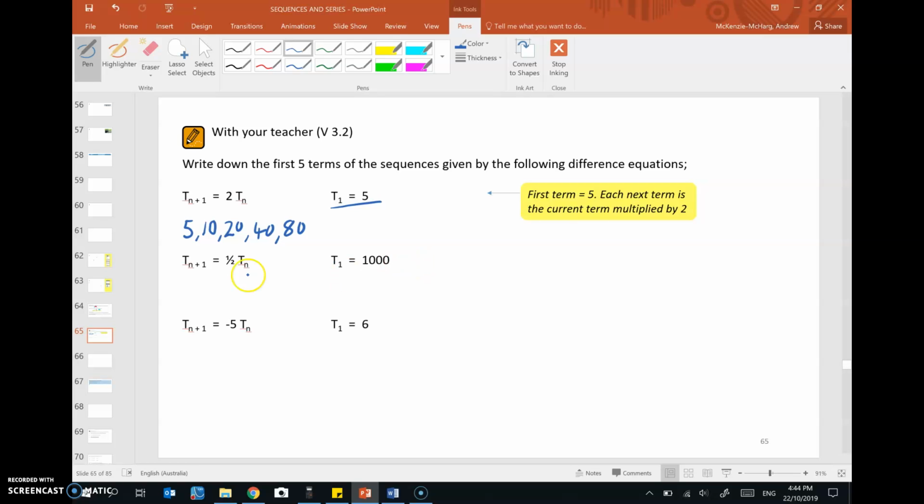Okay, so with this next sequence, we're going to start with 1000. That's the first term, and we multiply by a half each time. So 1000 times 1/2 is 500. So we're just going to halve the sequence each time until we get to there, and there's the first 5 terms.